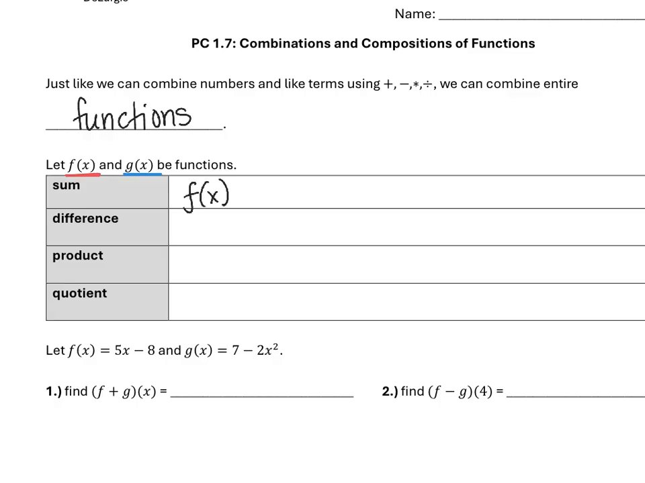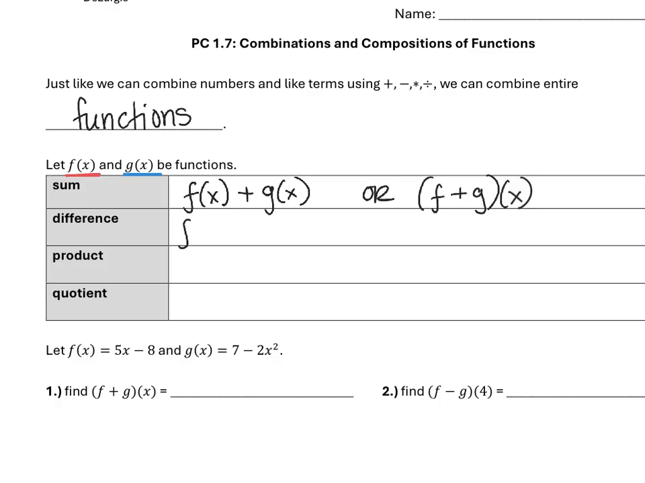We can have the actual f of x, and it'll say f of x plus g of x. Or you may see it written like this, f plus g of x. Those mean the same thing. We're going to combine them by adding. It's just different notation of how it's setting up the problem.